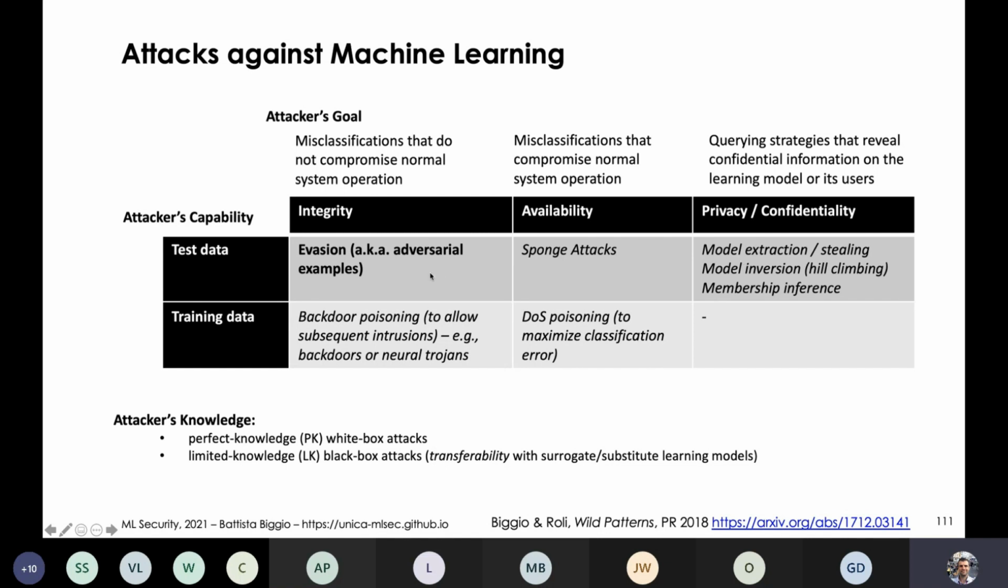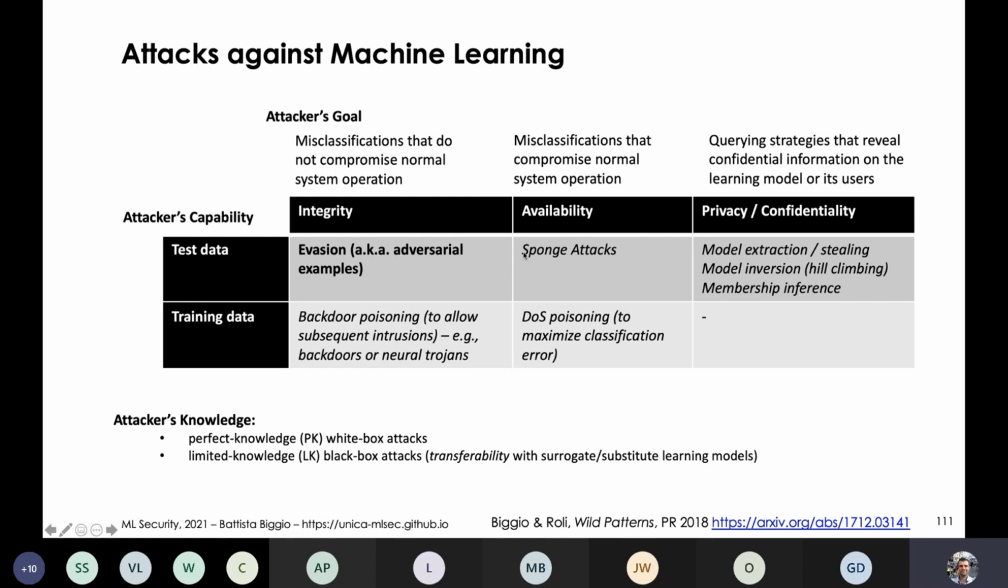Just to give you a quick intuition on these attacks, besides evasion attacks that we already discussed, the attacker can also create availability attacks at test time, and these are sponge attacks. This is a very recent paper where the idea is to craft images, or in general input data, in a way that when the neural network processes this input data to classify it, it consumes more energy.